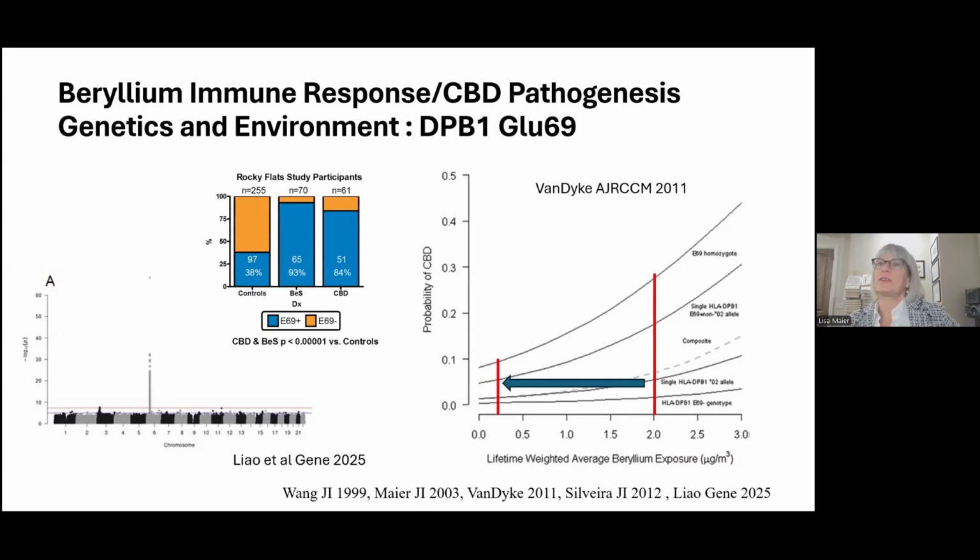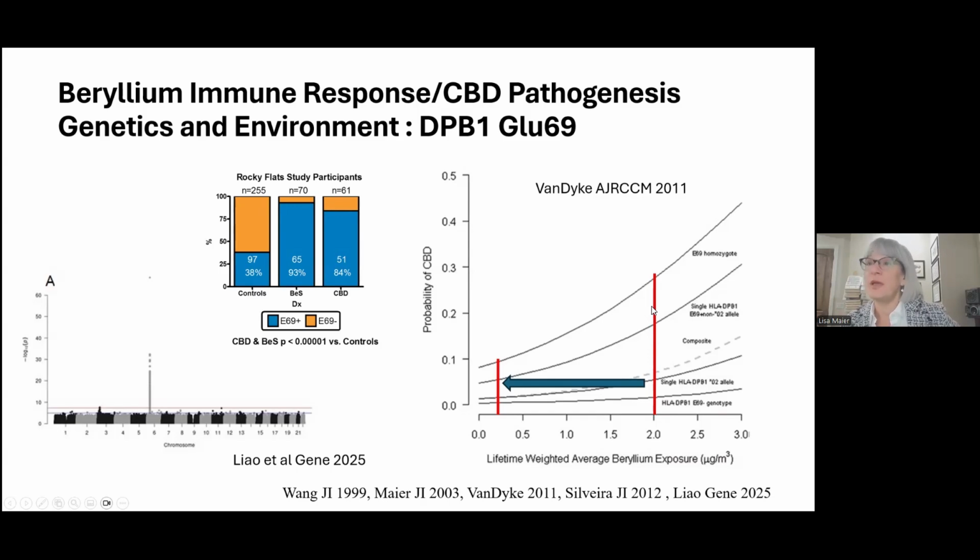And we were looking at exposures and the interaction with the genetics. And again, if you think about regulation, we want to regulate the most highly susceptible. And what we found was in chronic beryllium disease, not sensitization, that the probability increased with increasing exposure. And we found that that varied by the type of GLU69. People who had 2 copies had the highest risk. People who had none had the lowest risk, and there were a number of others in between.